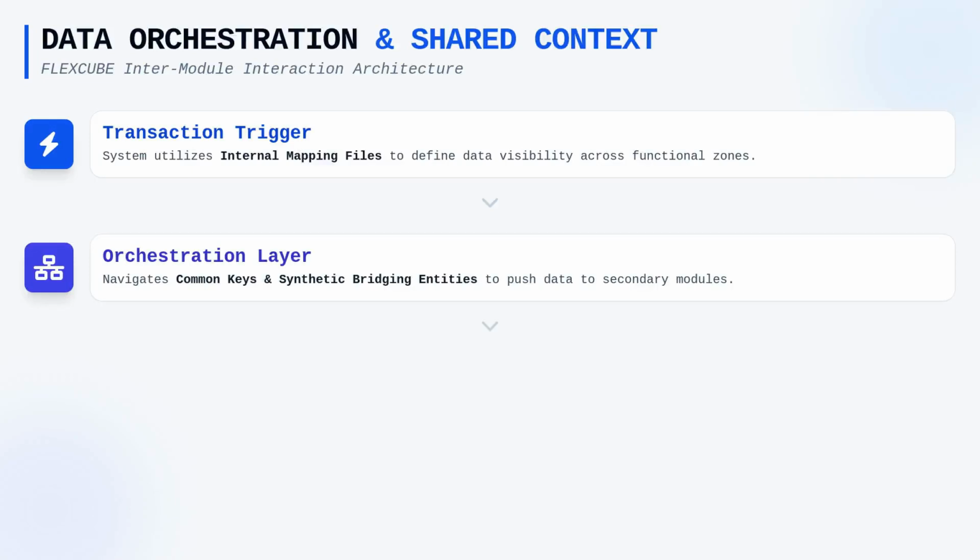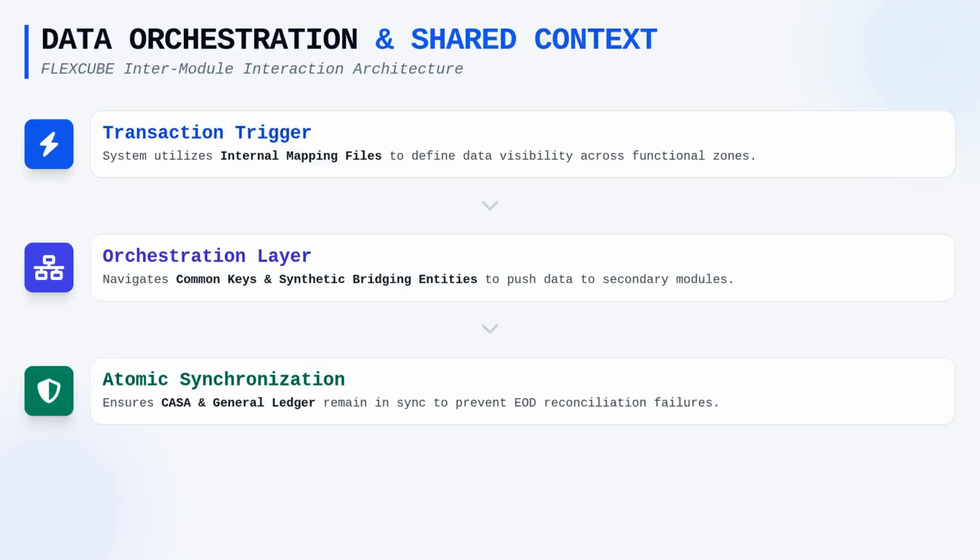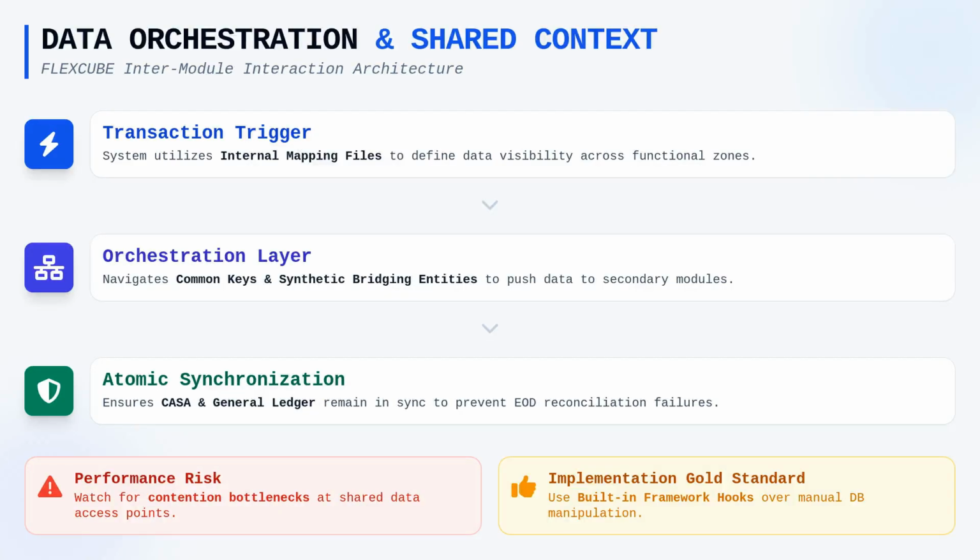Furthermore, when you are designing or troubleshooting these interactions, you must consider the transaction scope, ensuring that if a CASA account is updated, the associated entries in the general ledger remain atomic. This atomicity is the primary goal because a partial update that leaves one module out of sync with another can lead to massive reconciliation efforts during the end-of-day operations. Relying on the built-in hooks provided by the application framework is generally preferred over manual database manipulation, as these hooks are specifically designed to honor the business logic that governs intermodule accounting.